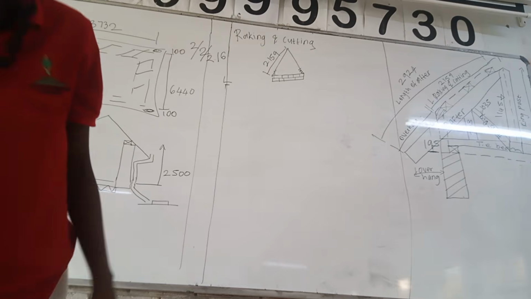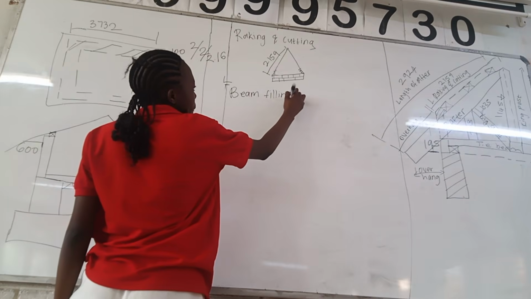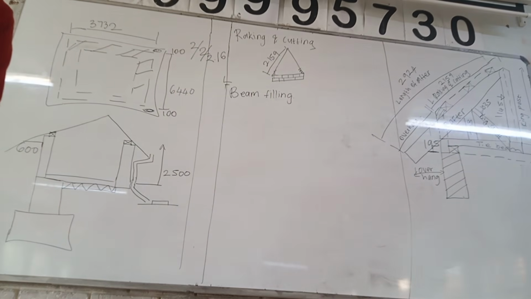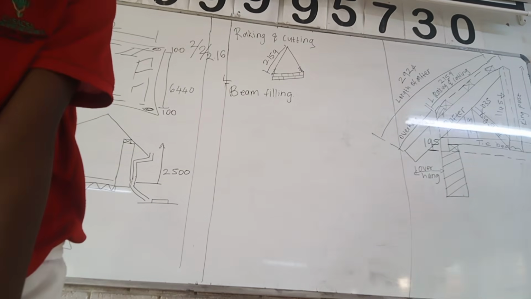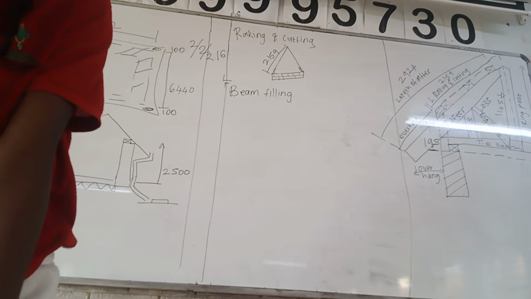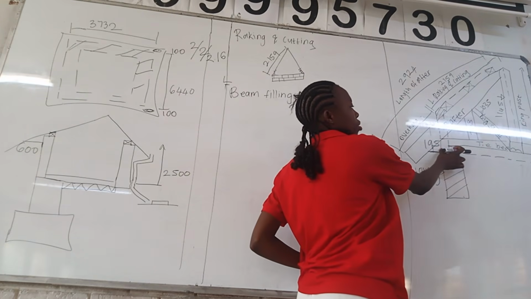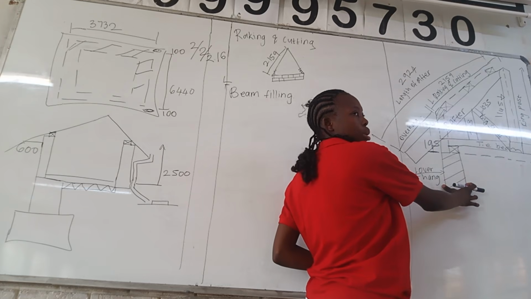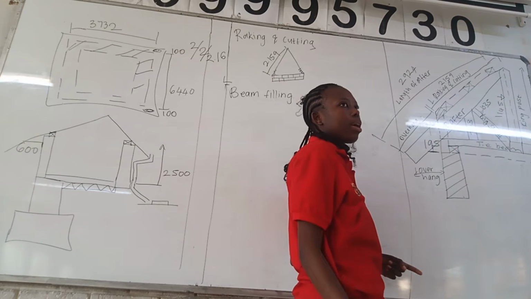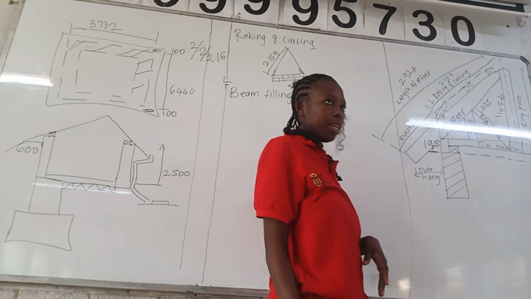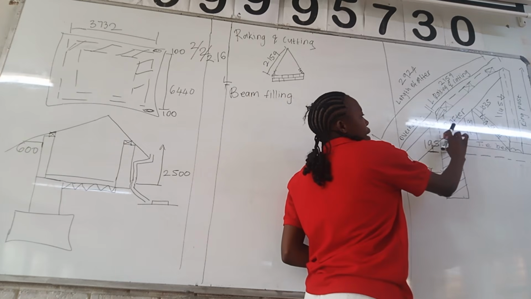What's next? The beam filling. Let us go to page 70. On page 70, they say the beam filling is a half brick wall built from under the wall plate. So the beam filling starts where the wall plate starts, and it takes half the size of the wall. We have a 220 brick wall, and a wall plate that takes half the size of the brick wall. The other half is for the beam filling. So this here is our beam filling.